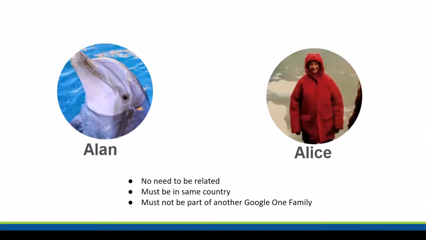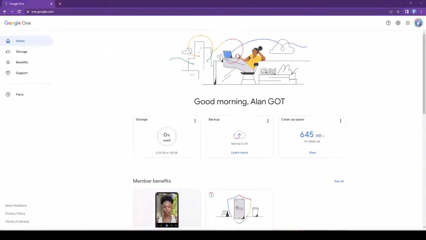For purposes of this demo, we're going to be using 2 Google accounts, Alan and Alice. To be part of a Google One family, you don't need to be related. You just need to be in the same country, and you must not be a part of another Google One family. So first we're going to go to Alan's and show you his account.